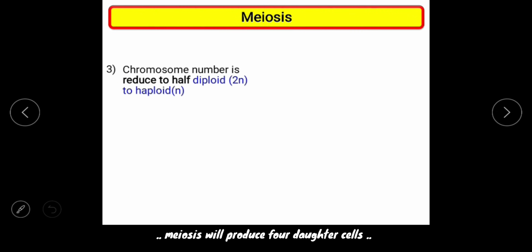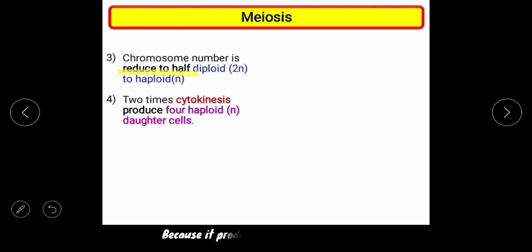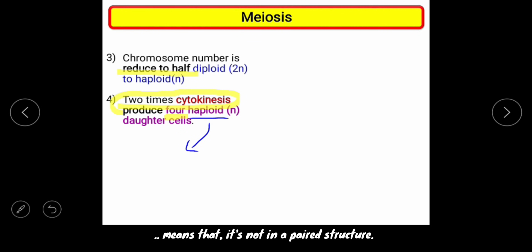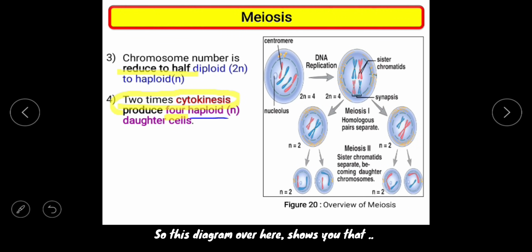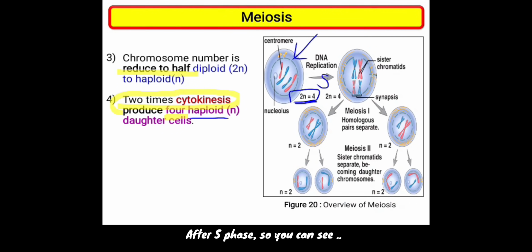As I mentioned before, meiosis will produce 4 daughter cells with half the chromosome number as compared to the parent cell. Because it produces 4 daughter cells, you will need 2 times cytokinesis. The 4 daughter cells, we call them haploid, meaning they are not in a pair structure. Let's look at the picture. This diagram shows that the parent cell is initially diploid with 4 chromosomes. After S phase, you can see that all 4 chromosomes are duplicated and now they are in the form of sister chromatids. And they begin to pair up. This process is named synapsis.